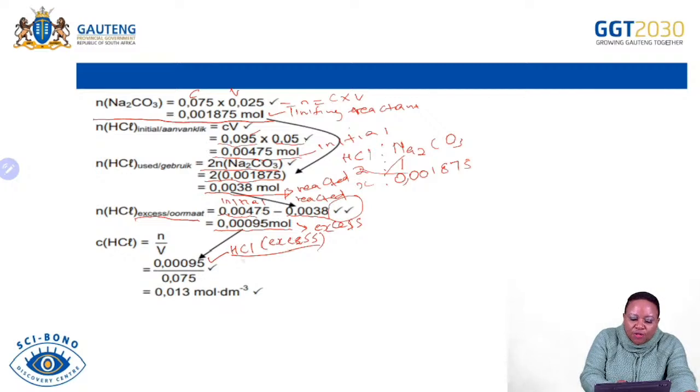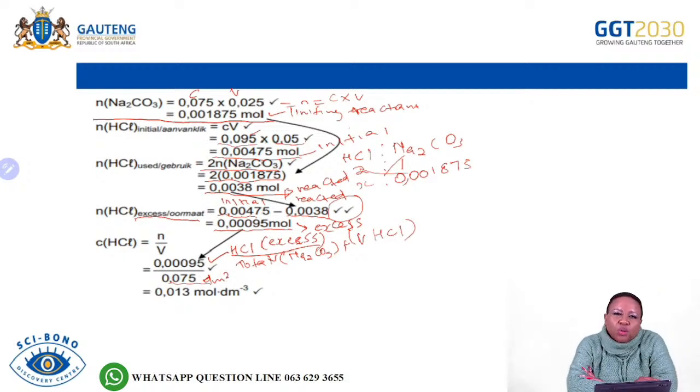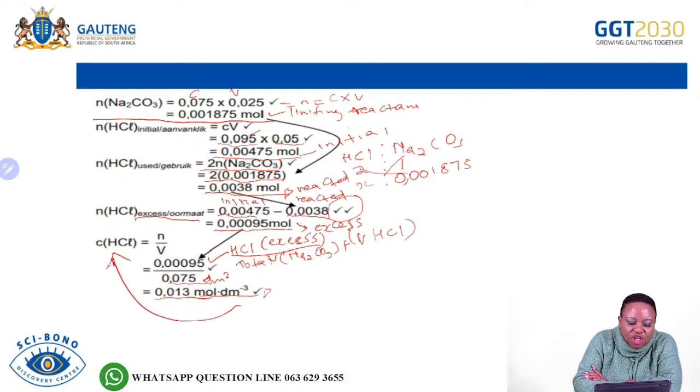Divide by this one, which is the total volume, whereby we are adding the volume of Na2CO3 plus the volume of HCl. When we add them together, they give us 0.075 cubic decimeters, which is the volume of our new solution. Then after getting this, when we divide 0.0095 by 0.075, it gives us 0.13 mole per cubic decimeter, which is the concentration of our excess hydrochloric acid in our new solution.